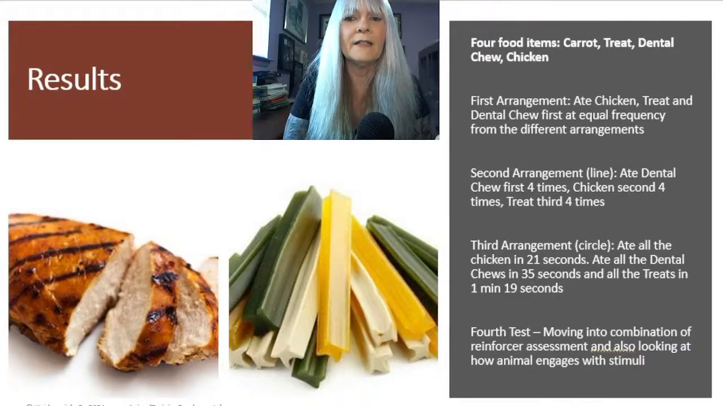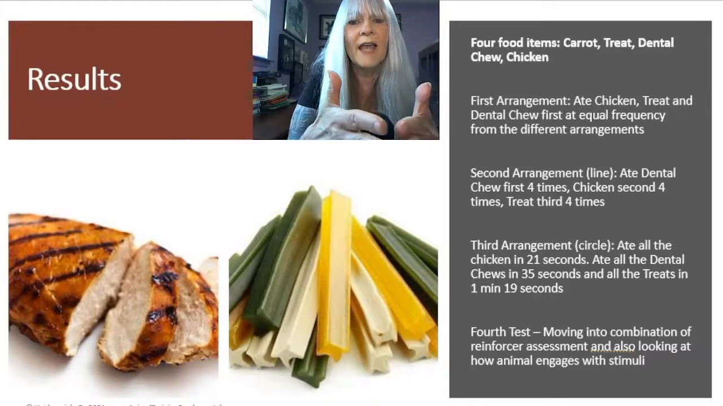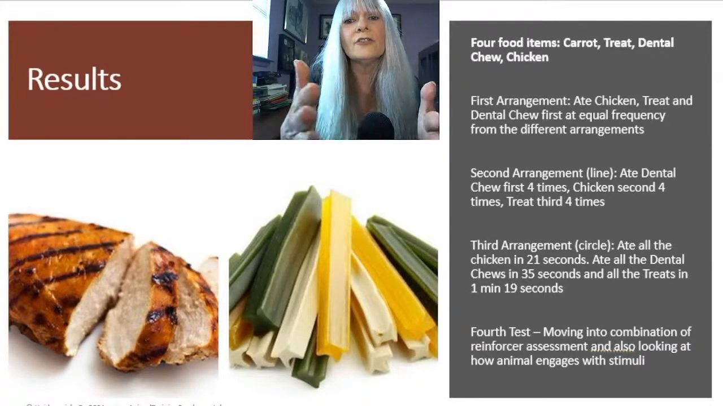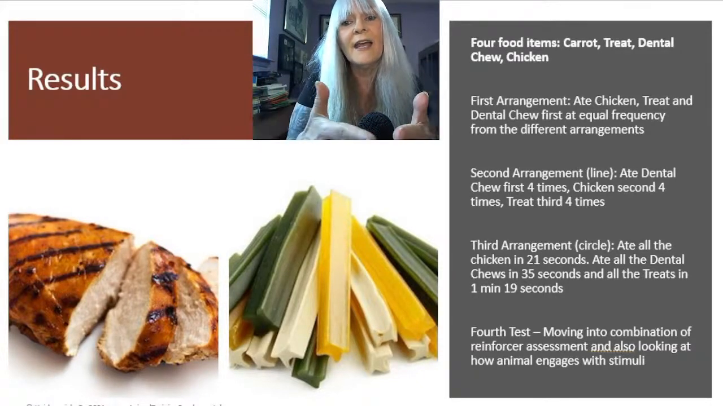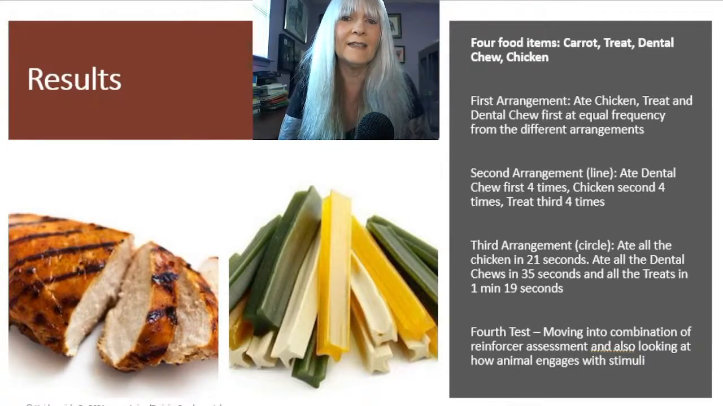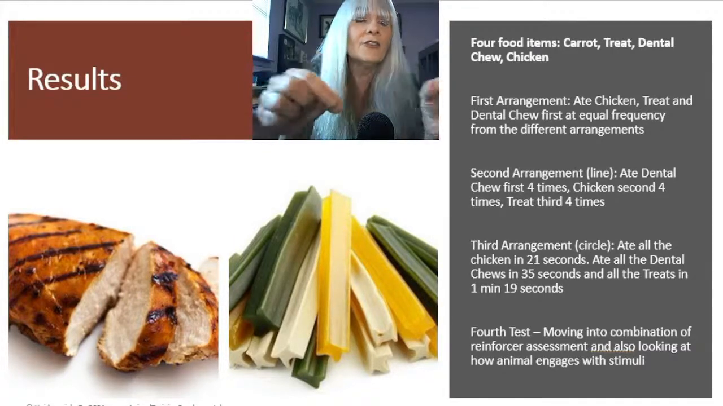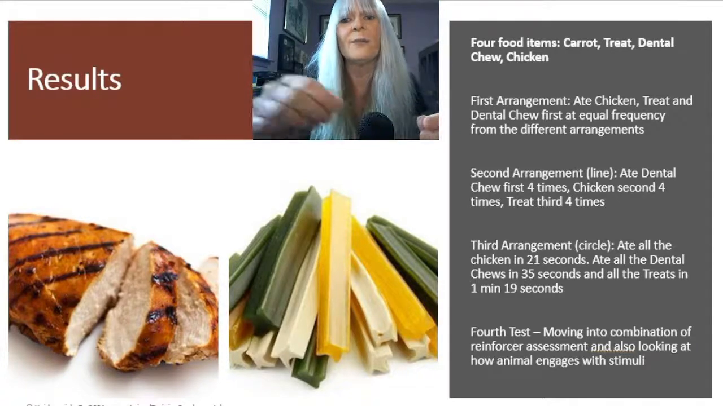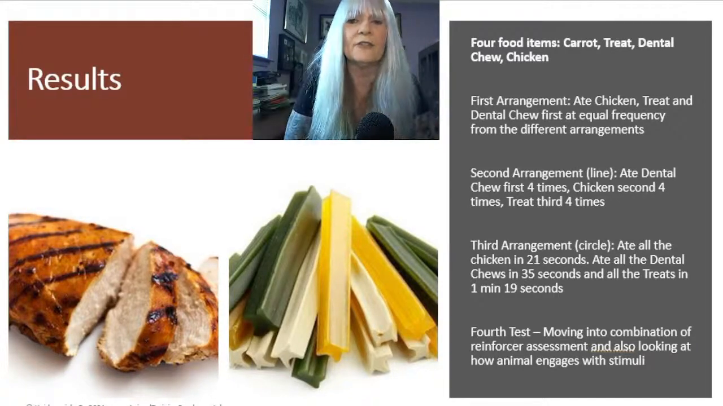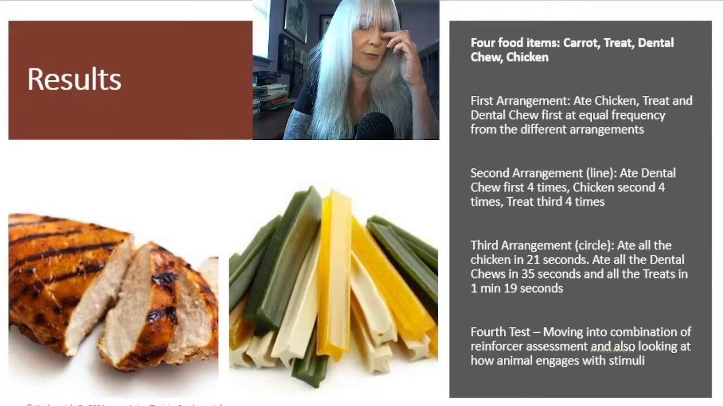He ate all the chicken in the first 21 seconds. And then he ate all the dental chews by 35 seconds. And then he ate all the treats by 1 minute and 19 seconds. So he definitely ate the chicken first. And then he ate a few dental chews within that first 21 seconds, but by 35 seconds, he had eaten all the dental chews. And by the end, he had eaten all the treats. So it seemed like chicken was preferred in my third one.